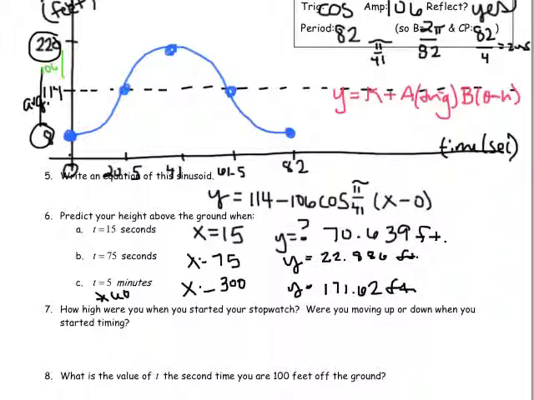All right. Now, question 7. How high were you when you started your stopwatch? So when you start, time starts at 0. You were 8 feet high. And if you notice, when you're 8 feet high, you're about to start moving up. That's what this question is asking.